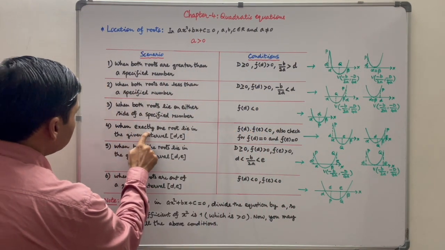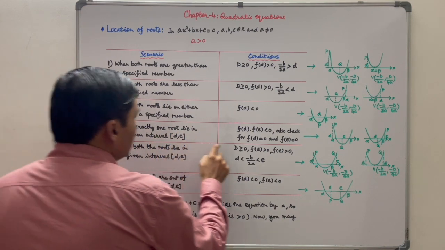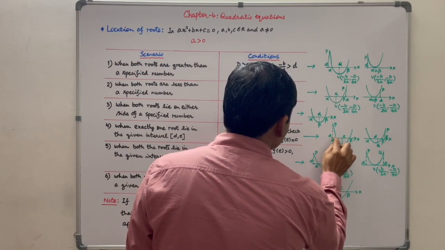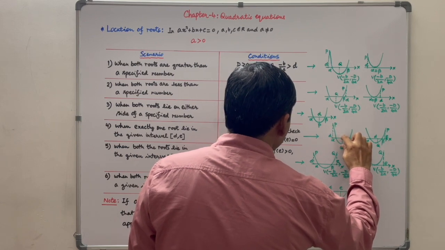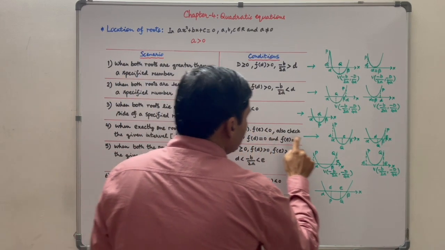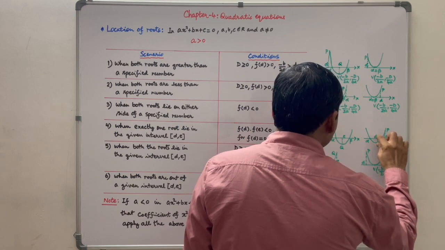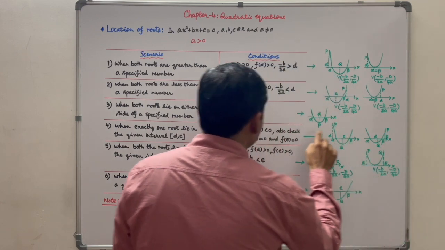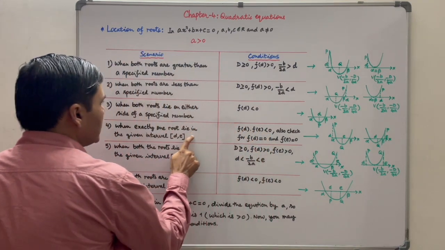Scenario 4. When exactly one root lies in the given interval (d, e). Suppose this is the given interval. Root alpha lies in this interval. So f(d) is positive and f(e) is negative. Their product will be negative. So f(d) into f(e) is less than 0. Suppose root beta lies in this interval. So in this case, f(d) is negative and f(e) is positive. Again, their product will be negative. So f(d) into f(e) is less than 0 is the only condition in this scenario.